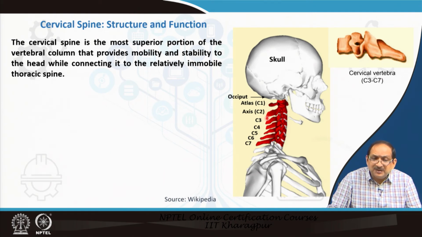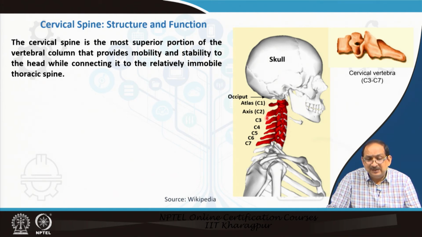Now we will discuss each section of the vertebral column or the spine, starting from the cervical spine, its structure and function. The cervical spine is the most superior portion of the vertebral column that provides mobility and stability to the head while connecting it to the relatively immobile thoracic spine.